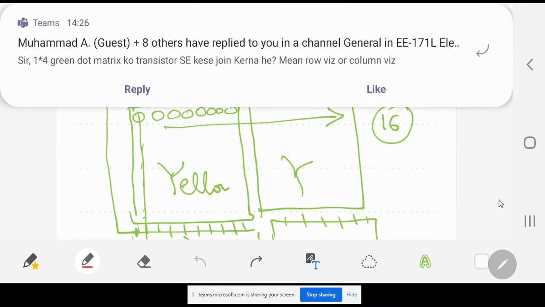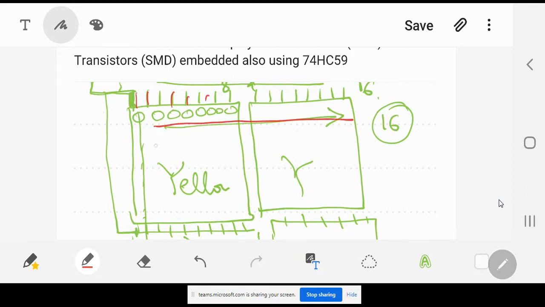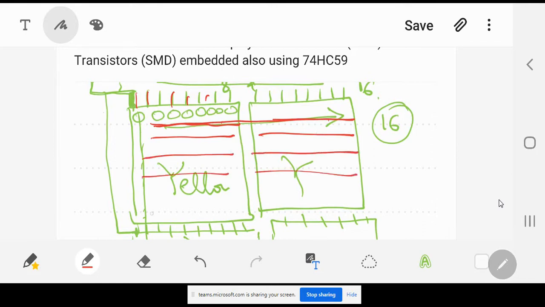I will answer the question, just let me complete this one. So this is column wise. Now when you are talking about row wise, when you are going to connect the first row, this is going to be connected with the first row of this dot matrix, second row connected with the second row of this matrix, third row with the third, fourth like this, and so on.